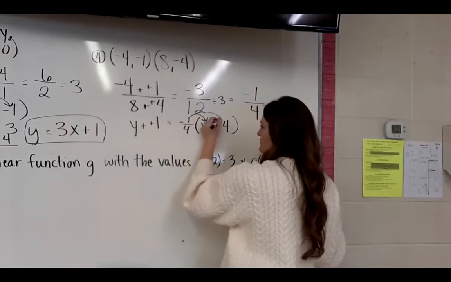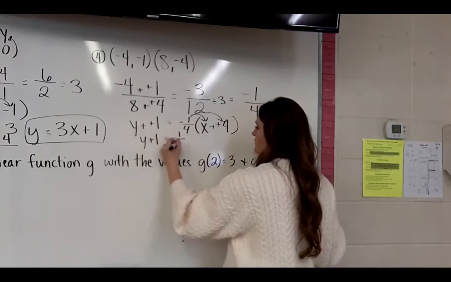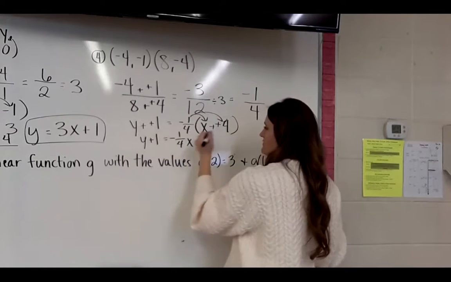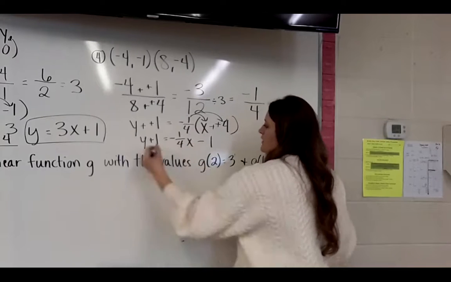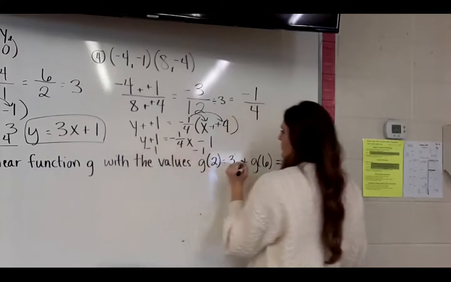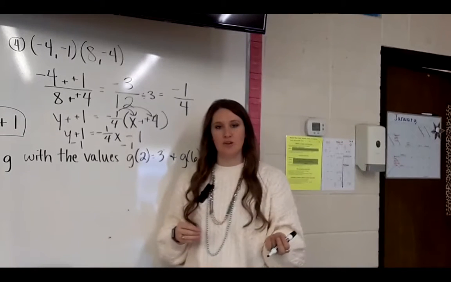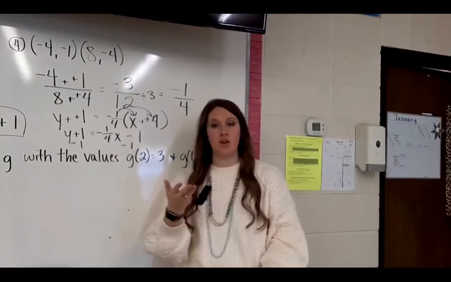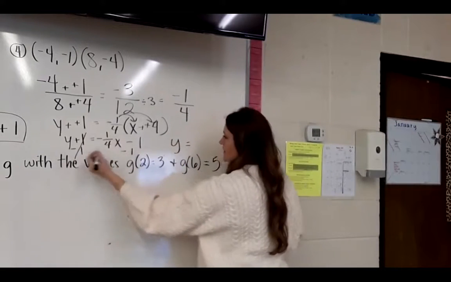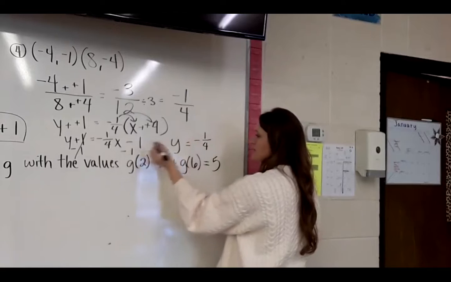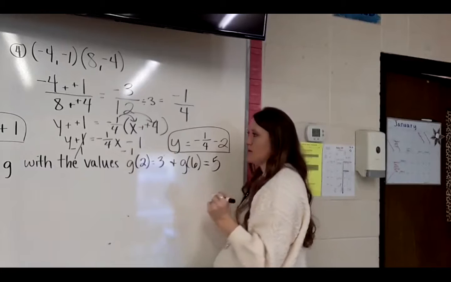Now I can distribute. Y plus 1 equals negative 1/4 x. It's a negative times a positive, and those 4s, it becomes minus 1. Now I subtract 1. We're just simplifying this. That's why we have to learn the point slope form and slope intercept form, because one turns into the other one. So I now have y equals, because that canceled, negative 1/4 x, negative 1 minus 1 more is negative 2. There is our equation.